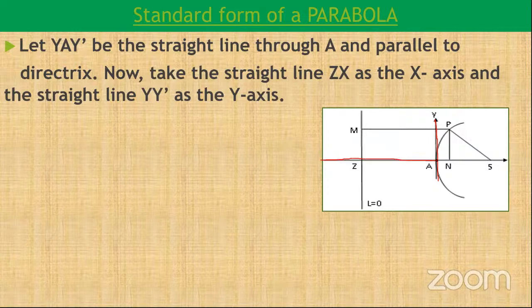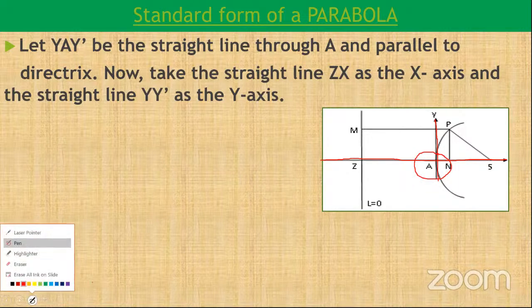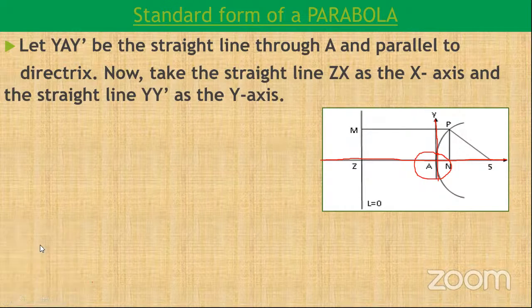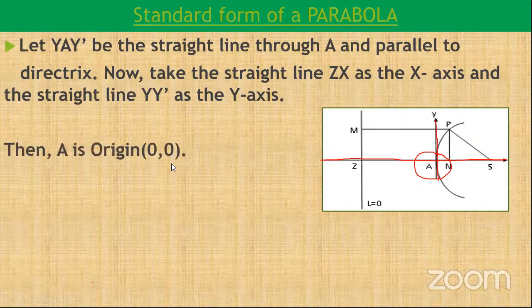This as x-axis. Okay. The line through A which is parallel to the directrix as y-axis, and the line through A such that it is perpendicular to the directrix as x-axis. Then observe, children, what is A? It is the point of intersection of x-axis and y-axis, isn't it? Then what is A here? A is origin (0, 0).